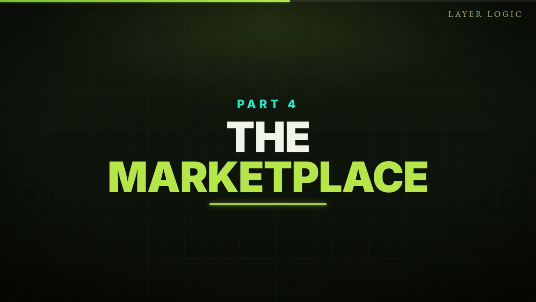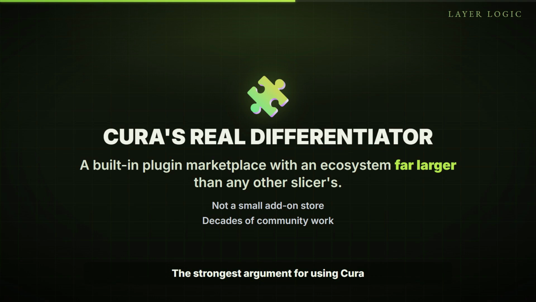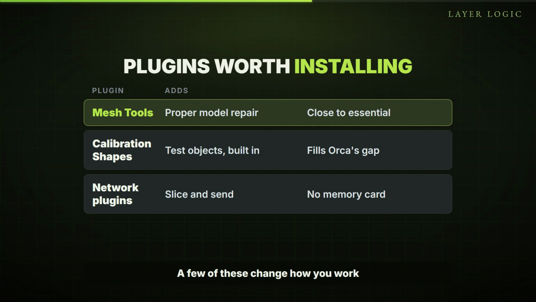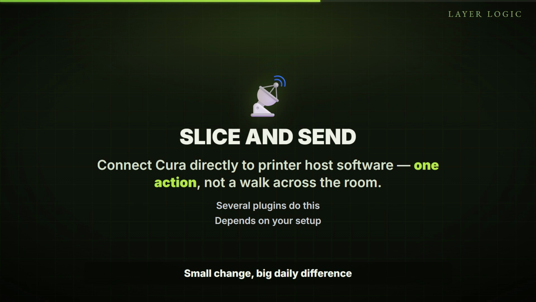Chapter 4: The Marketplace. This is Cura's genuine differentiator. There is a built-in plugin marketplace, and the ecosystem around it is far larger than any other slicer has. Some of them are close to essential. Mesh Tools adds proper model repair, and Calibration Shapes puts a set of test objects directly into the program. There are network plugins that connect Cura directly to printer host software, so you can slice and send in one action rather than walking a memory card across the room.